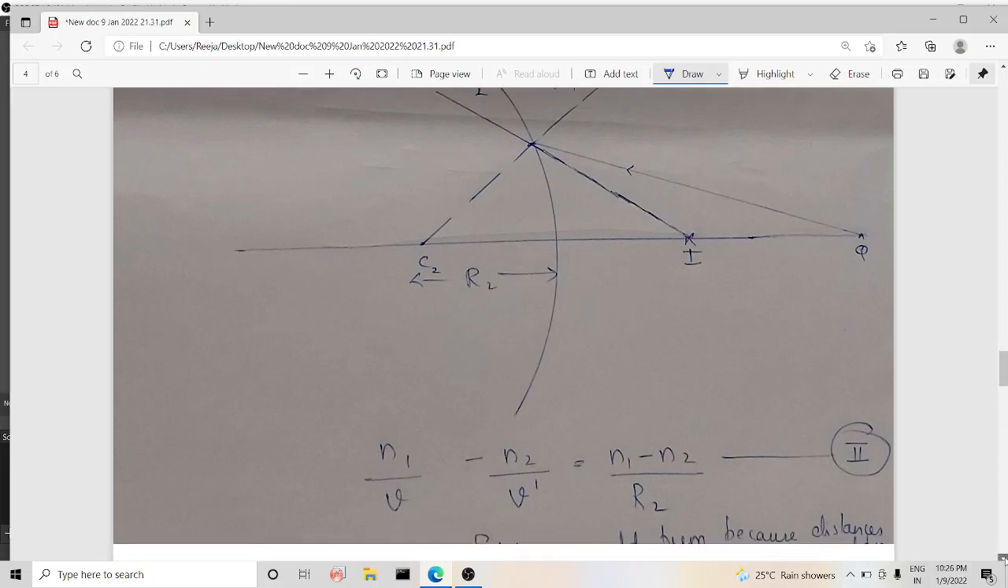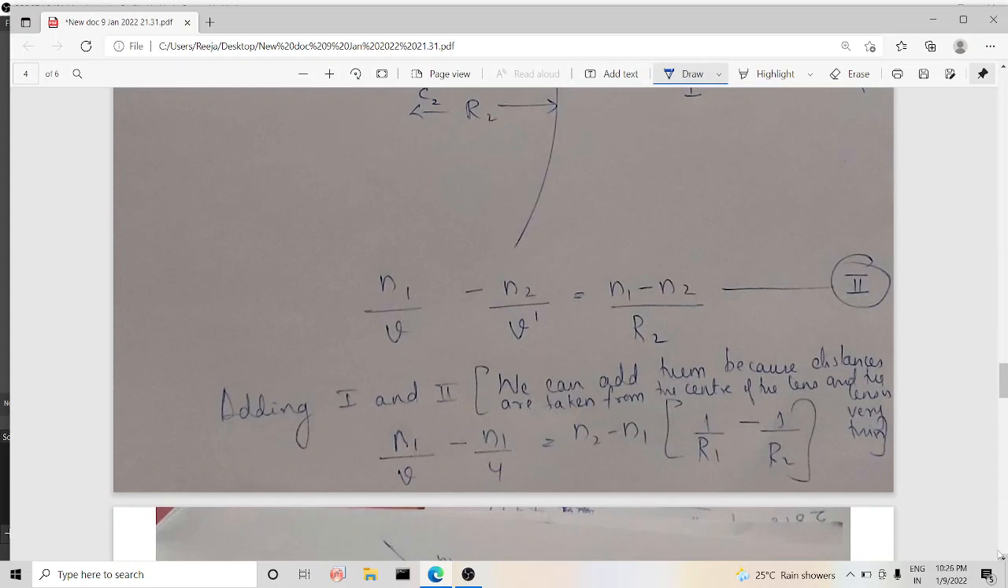Now what we do is we add 1 and 2. We can add them because the distances are taken from the center of the lens, and the lens is very thin. If the lens was thick, then the thickness of the lens should also have been taken into consideration. But here we need not take that, and we can directly add these two equations because our lens is very thin. So this term N2 by V dash gets cancelled off, and what is remaining is N1 by V minus N1 by U is equal to N2 minus N1 into 1 by R1 minus 1 by R2.